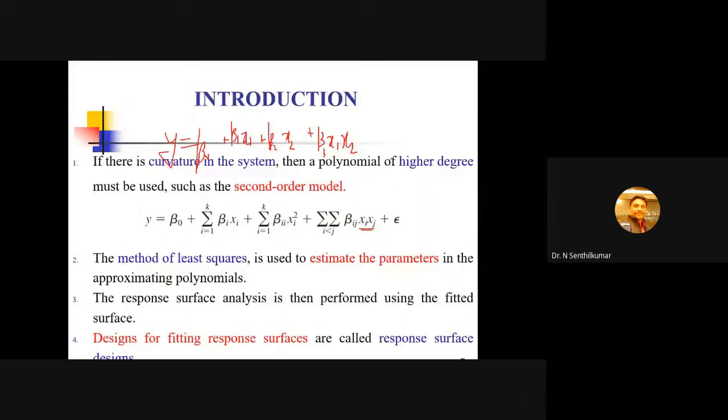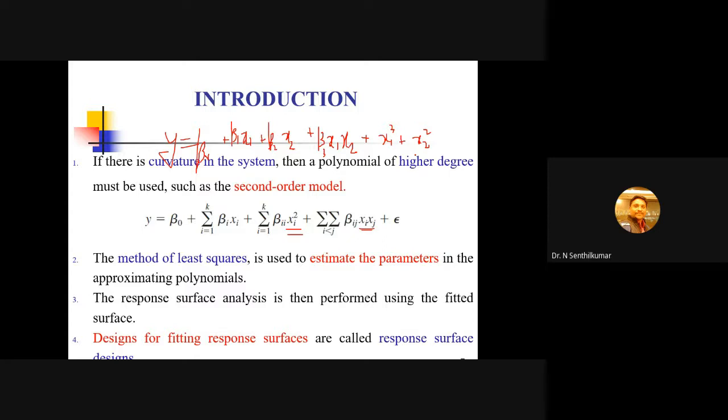And also I will go with beta 4 x1 square, and beta 5 x2 square. So this is a higher order polynomial. If the linear polynomial is not going to work, then I am going with the higher level polynomial. So this is how we are going to develop the response surface. The response is nothing but the output.